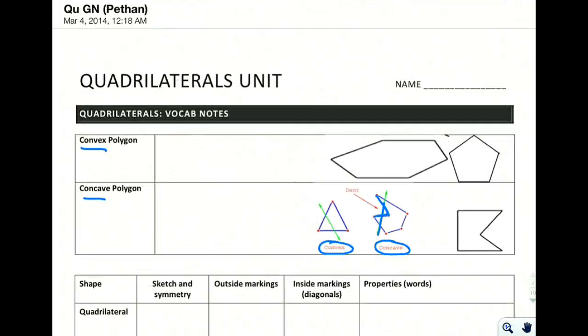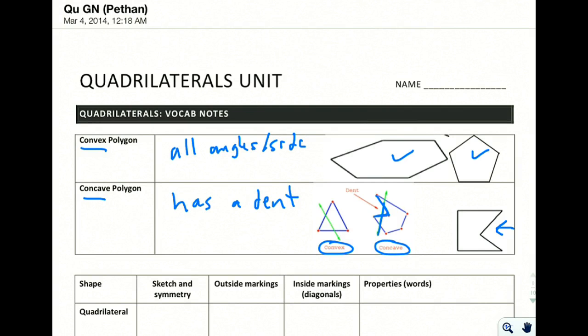So these would be examples here of convex. Concave has a dent, and you can see a dent like the one over here. So all angles and sides go out.